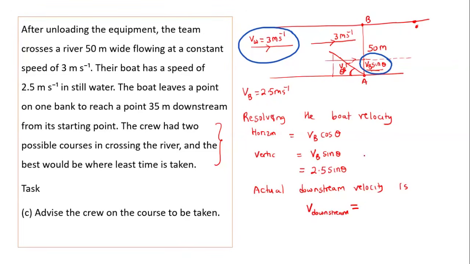Okay, thank you. Yes, now members, here we are going to have 3 minus 2.5 sine of theta. Why are we subtracting? Because the water is greater than the 2.5 sine theta. That's why we are making the subtraction. Now that is the V downstream. Now, what next? I'm going to continue breaking down our item.